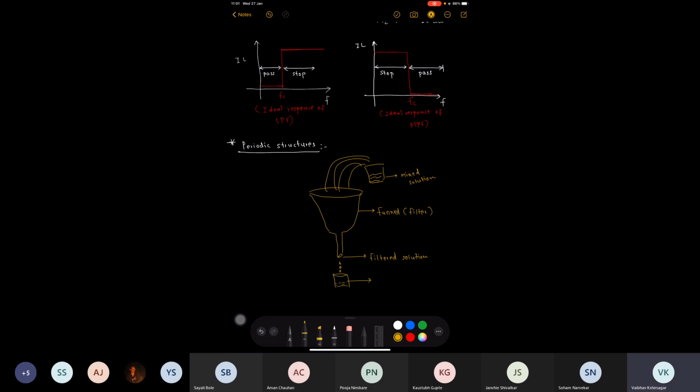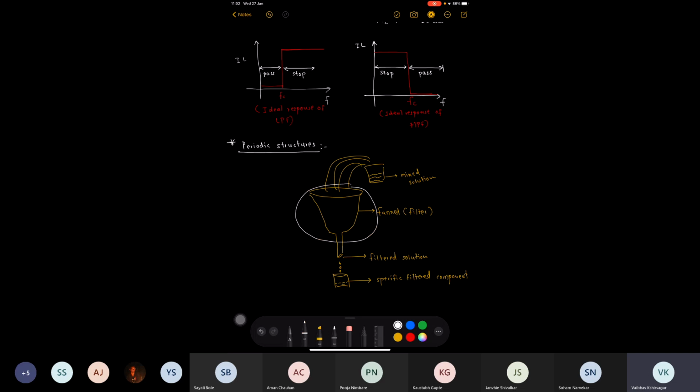So this is a specific filter, the filtered solution, or you can call it a filter component. So what we have here is a mixture of a solution, and out of that mixture we want to separate out a certain specific solution, and that can be done with the help of a filter mechanism. Now this is a filter circuit.